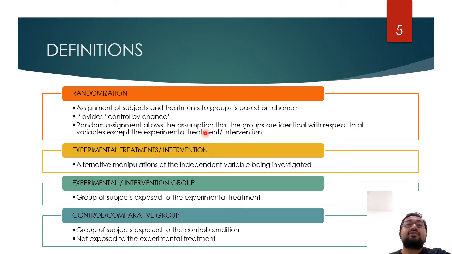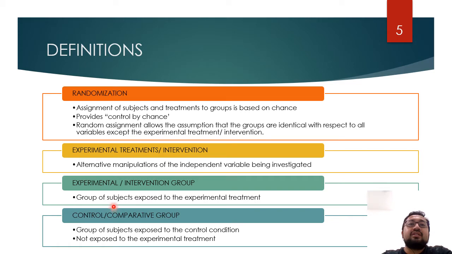Okay. So experimental treatments or intervention is an alternative manipulations of the independent variable being investigated. Okay. Apa treatment atau intervention yang kita apply. Contohnya exercise pada orang yang biasa. Satu grup kita apply exercise, satu grup lagi kita tak apply exercise. So apa yang kita apply exercise itu adalah experimental treatment ataupun intervention.